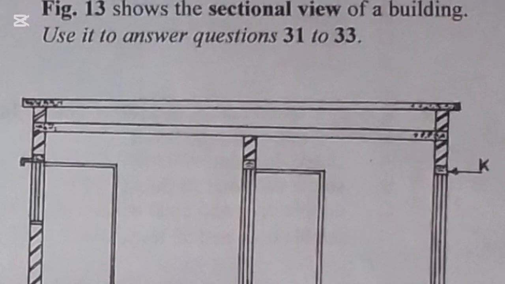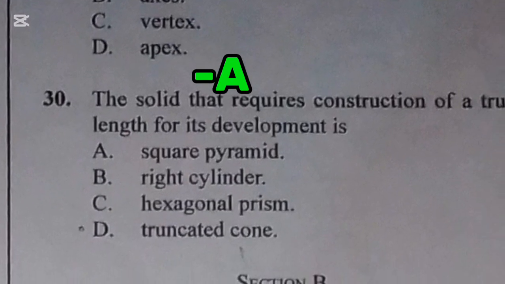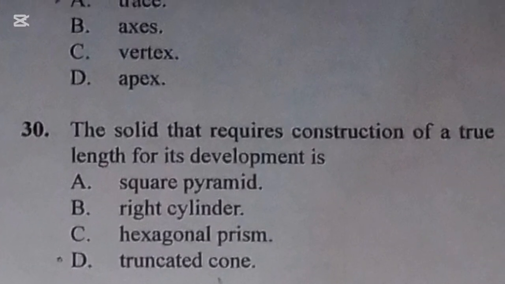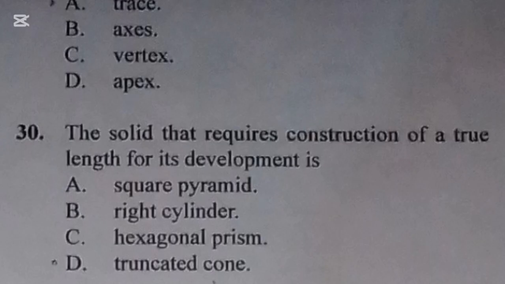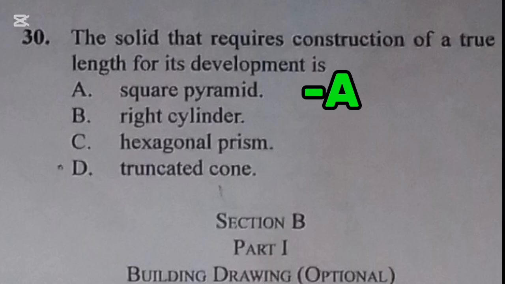Then question 29 now. The point at which a line intersects the vertical and horizontal plane is called trace. A is the correct answer, trace. Question 30. The solid that requires construction of a true length for its development is square pyramid. Square pyramid or rectangular pyramid, but we have square pyramid here. So we go with that. A is the correct answer, not right cylinder, not hexagonal prism, not truncated cone.